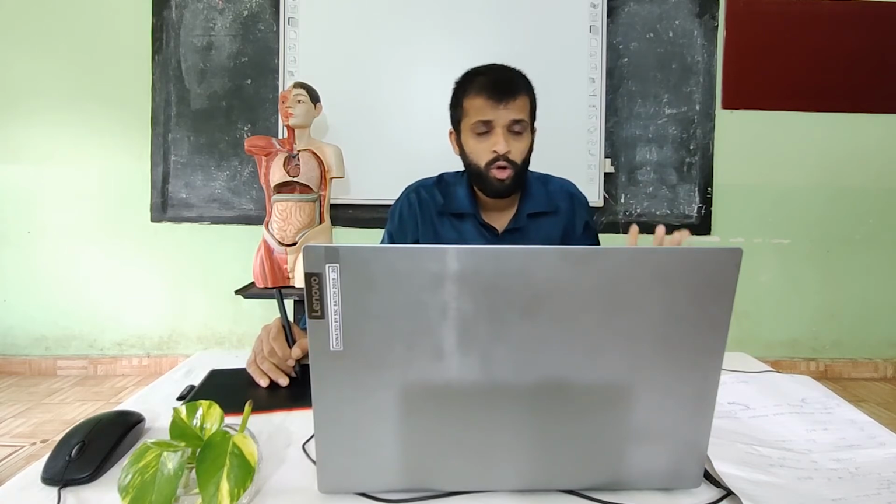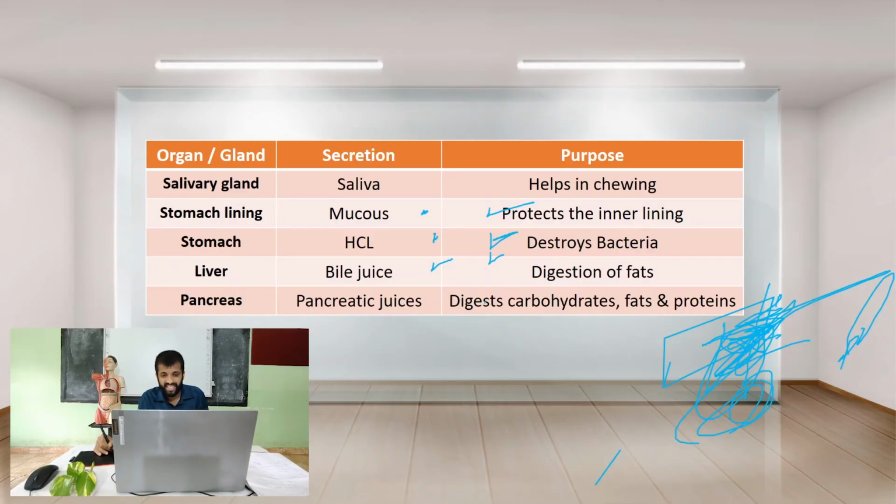Next is your stomach lining. It creates mucus which protects the inner lining of your stomach. Your stomach also has hydrochloric acid. In short, it can be called HCl, hydrochloric acid. It destroys the bacteria that enter there. Your liver creates bile juice, which helps in digestion of fats. Your pancreas secretes pancreatic juices and digests carbohydrates, fats and proteins.